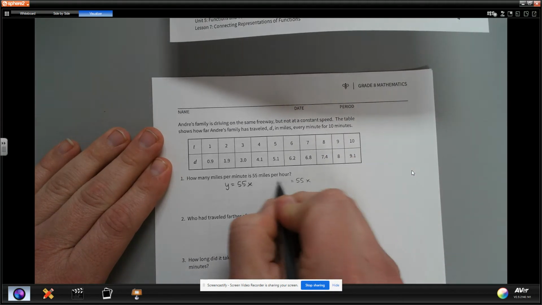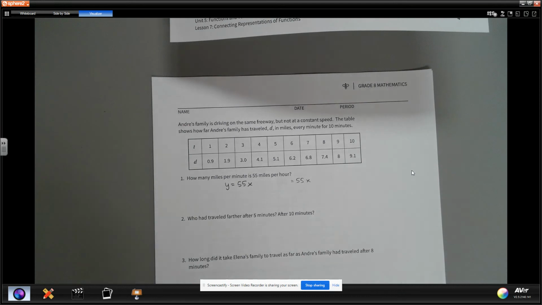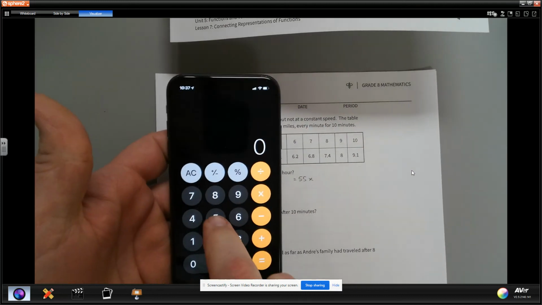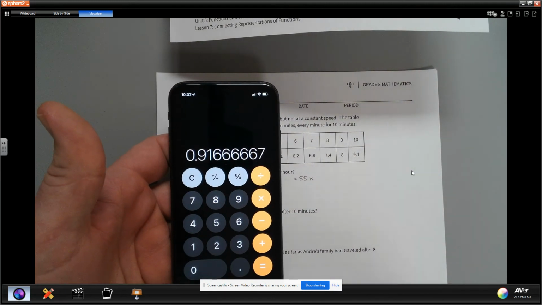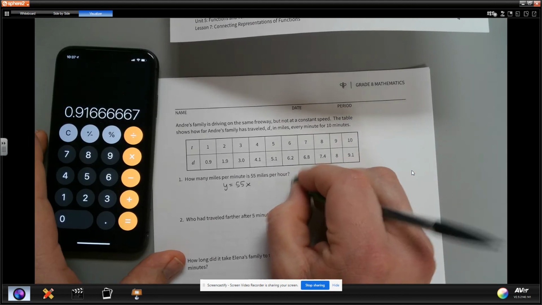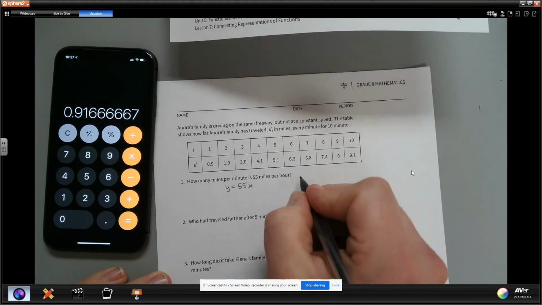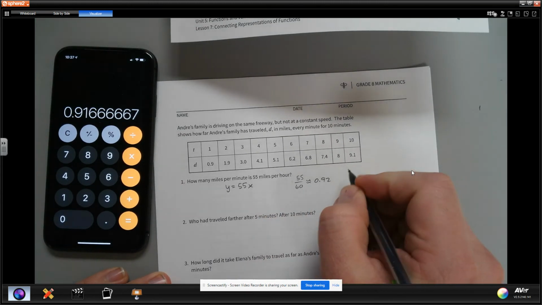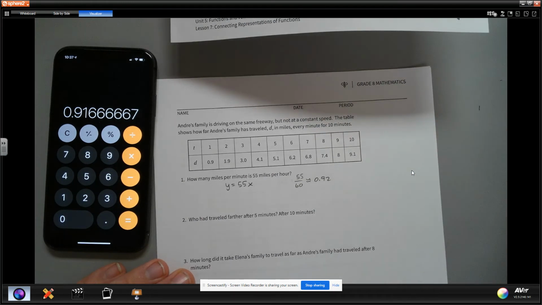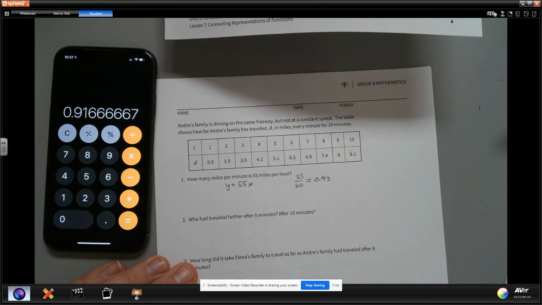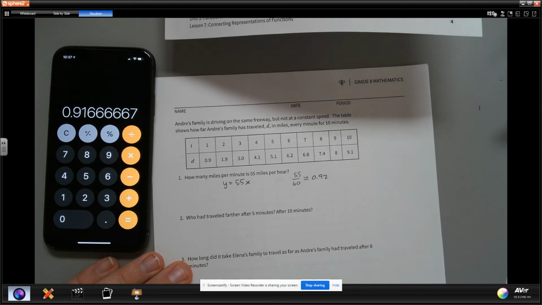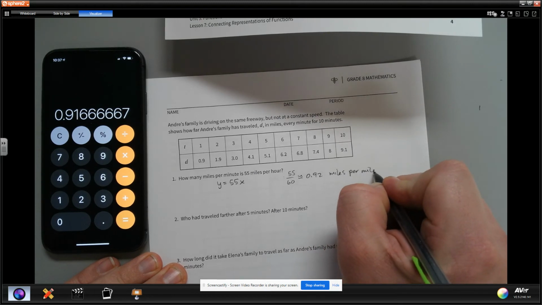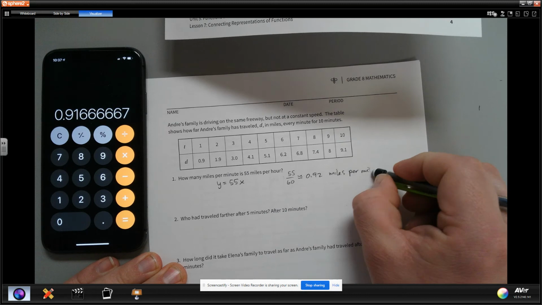We want to take that 55 and we want to divide that 55 by 60. So 55 divided by 60 is going to be about 92 hundredths. So we want to take the distance of 55 divided by the time of 60 to give us approximately 92 hundredths miles per minute. We want to take it as a constant rate with that piece.